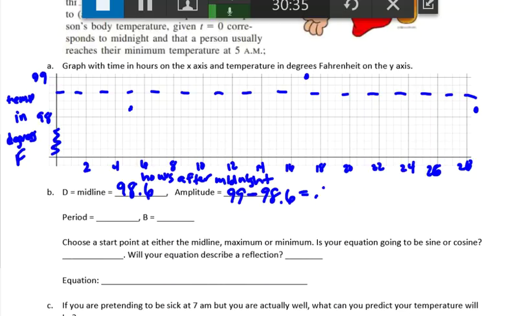So I get 0.4 for my amplitude. Did you guys get that? 0.4? Oh, you know what? If you got 0.8, you probably did the maximum minus the minimum. So then you still have to divide it by 2, because the amplitude is just from the middle to the top, not from the bottom to the top.